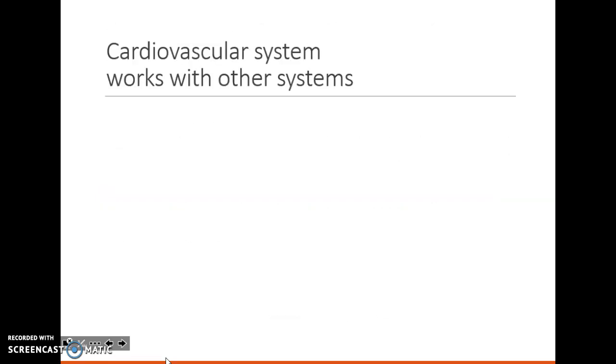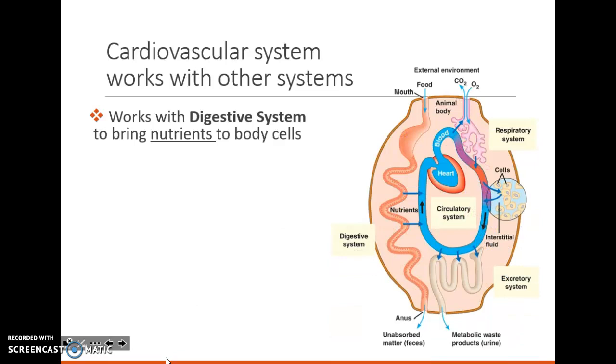The cardiovascular system works with other systems. So here's a nice stylized picture that I like. So please write down, it works with the digestive system, bringing nutrients to body cells. So we see we have food coming in, and luckily we don't look like a big donut. You have food coming in, and the nutrients get diffused into the blood, which gets pumped out and sent to the cells so that they have nutrients to live.